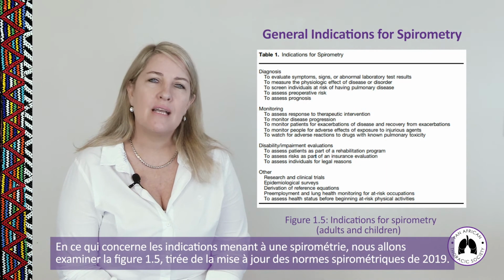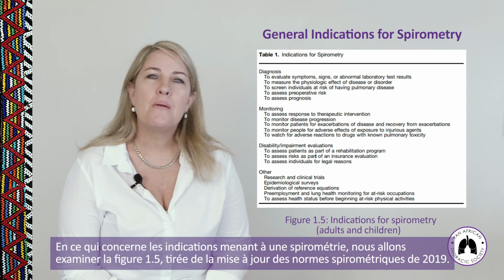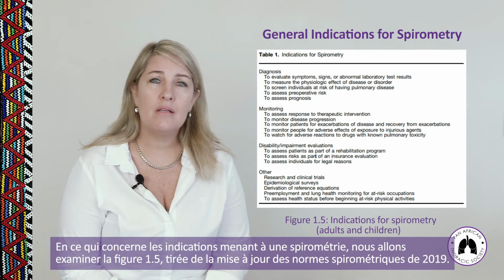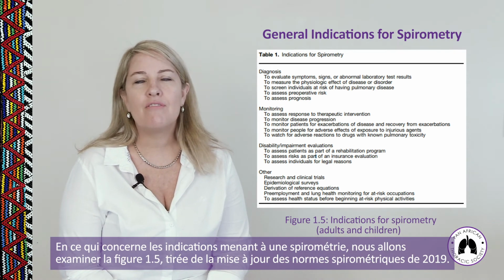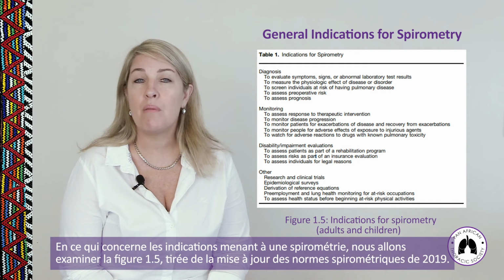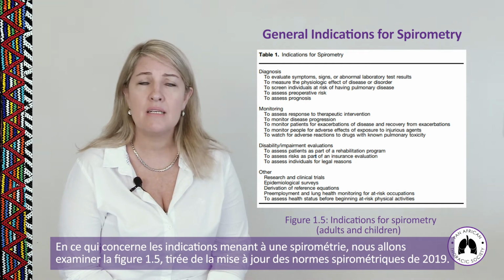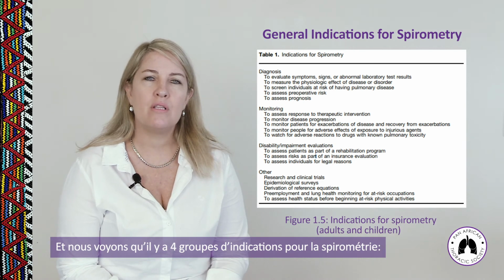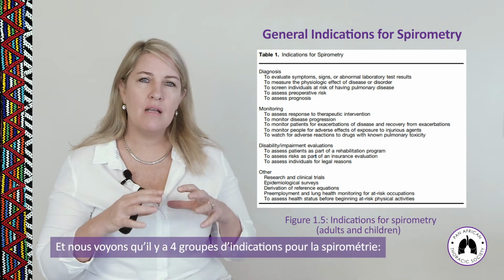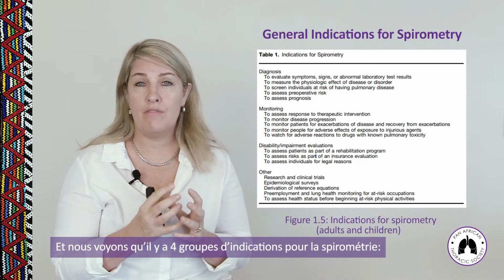In terms of indications for spirometry, we're going to look at a table given to us in figure 1.5 and taken from the Standardization of Spirometry 2019 update, where you can see that there are 4 main indications for spirometry. The indications have been grouped under 4 different headings.